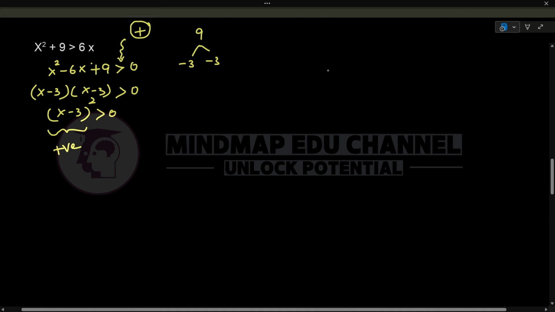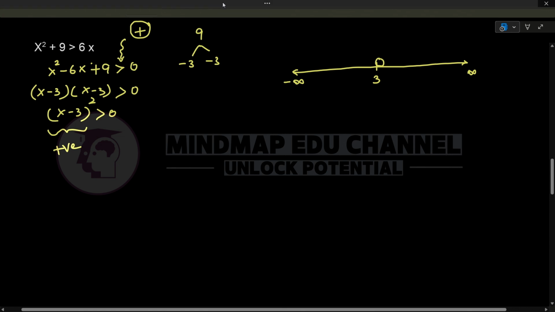So let's verify from the number line. All numbers here except 3. How? Let's see here. It's 3, minus infinity, plus infinity. Over here will be an open circle now because there is no equal to sign. It is greater than. So it is an open circle. That means 3 is not included in the solution.